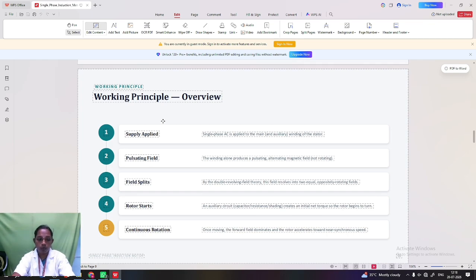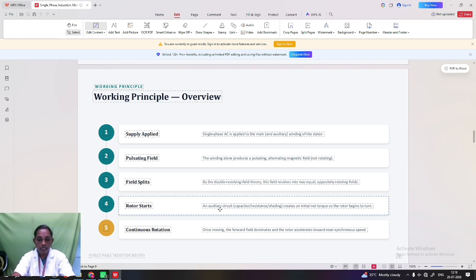Working principle. The working principle is based on the following concept. First, we give the supply to the single phase stator winding, which carries two windings, main and auxiliary winding. The single phase stator winding alone produces a pulsating field, which is not rotating. In order to convert the pulsating field into a rotating field, we have used an auxiliary winding.